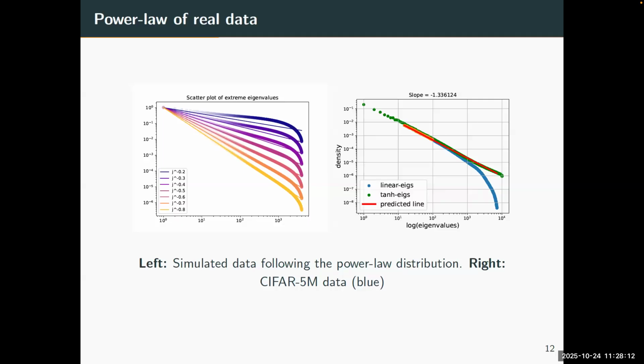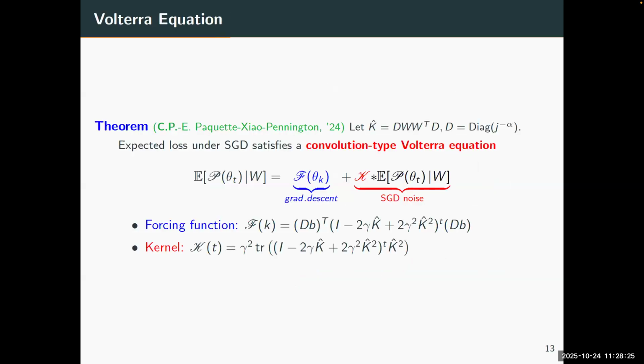Zipf's law has a power law distribution, and then you embed it into language models, and you start to maybe see that appear. Okay, so the power law distribution is around. It seems to be in real data. Okay? So what can we do? How do we actually predict all of this?